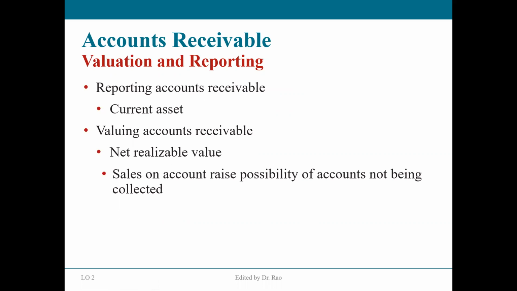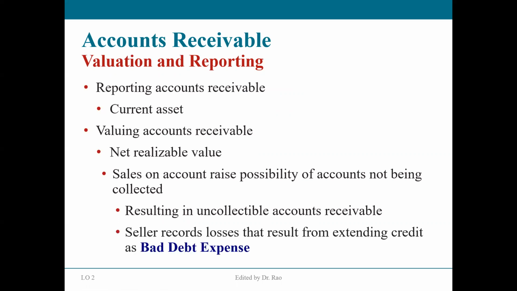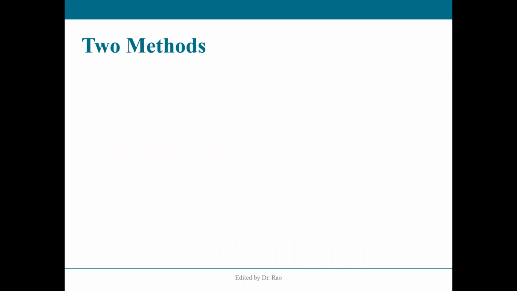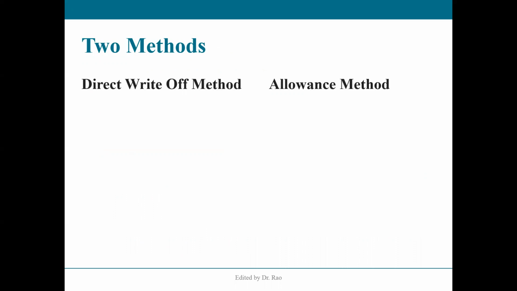Sales on account raise the possibility of accounts not being collected, that's at risk of default, resulting in uncollectible accounts receivable. Sellers record losses that result from extending credit as bad debt expense. So any potential loss that I could have, I need to record it as a bad debt expense. Now, this depends on which method I'm using. I may choose to use the direct write-off method or the allowance method. The direct write-off method is not a conventional method. It's not the one that we use, but let's talk about it for a minute.